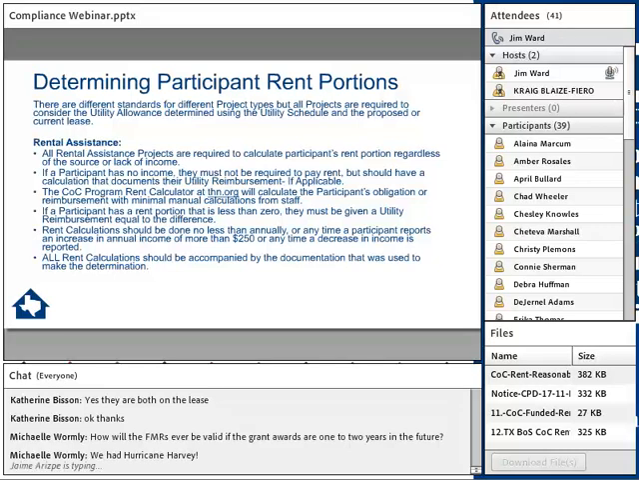If a participant has zero income, they must not be required to pay rent. I will repeat that. If they have zero income, a CoC program cannot require them to pay rent in the balance of state.